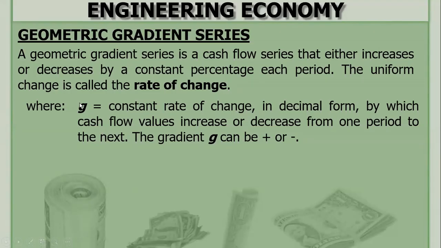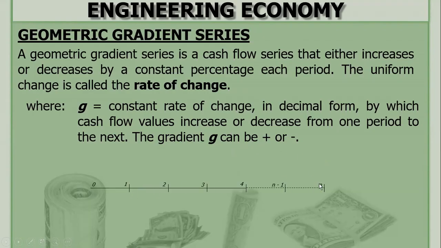Okay. I-denote nato ang rate of change as G. So it's the constant rate of change in decimal form. Although given in percent, we have to convert it to decimal, by which cash flow values increase or decrease from one period to the next. The gradient G can be plus or minus, so either increase or decrease, like mag-increase siya by 10% or mag-decrease siya by 6%. Okay. So constant percentage ang change niya, dili siya amount.